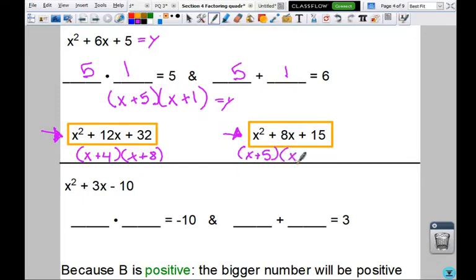Oh, parentheses, x plus 3. I know what it is. You didn't care. I was just saying.